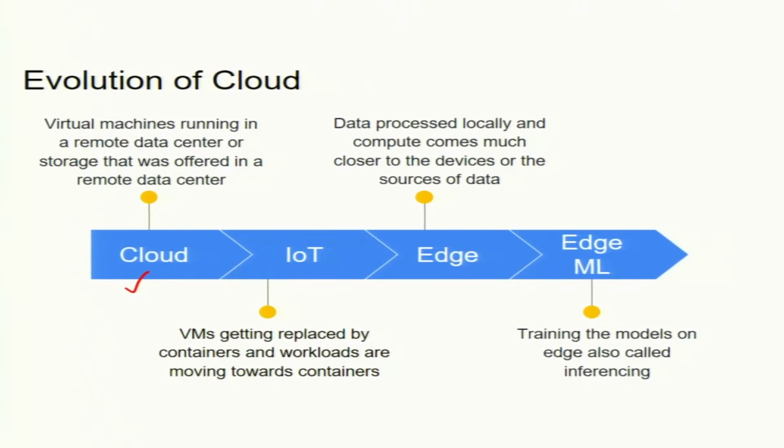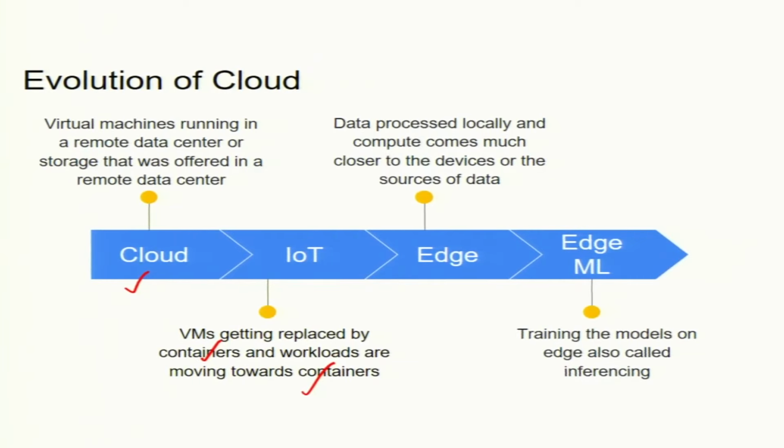Then with the IoT PaaS, these virtual machines are now replaced with the help of containers, because they are not efficient enough to support so many devices which start connecting to the cloud. So, virtual machines are now getting replaced with the help of containers, and the workloads of these devices are now moving towards these containers.